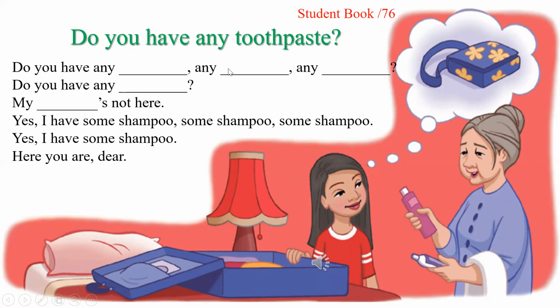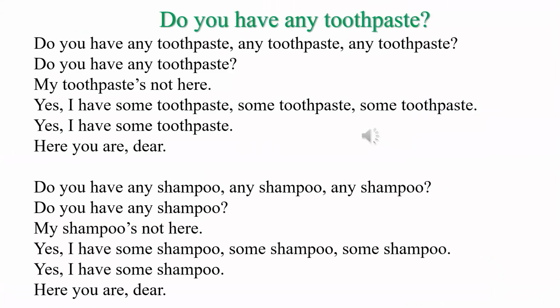What are the words you can listen here? They are toothpaste. No, it's shampoo. Yes, shampoo. Okay. Now you will listen again and we will sing together. Are you ready? Now we will listen first. Listen and sing together. Listening 90. Listen and sing.